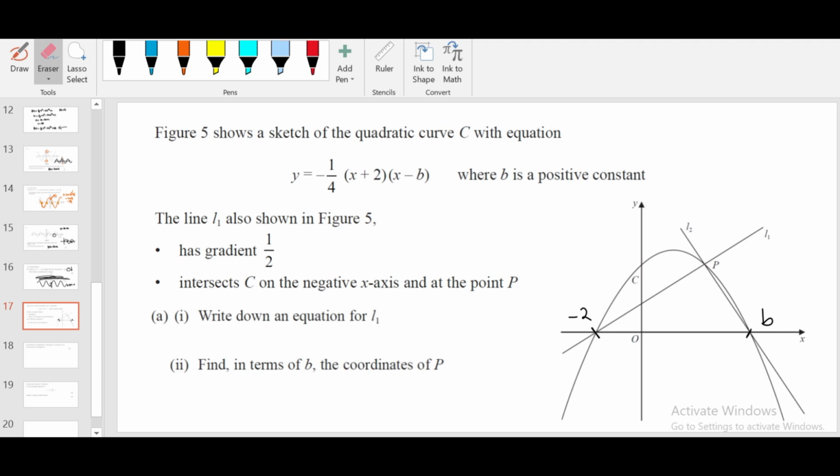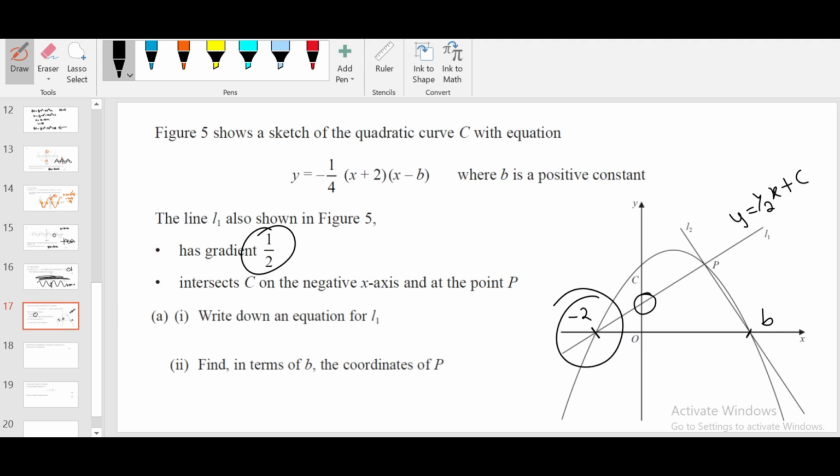And then line L1 has gradient half. So you can write the equation as half x plus c. C is the point where it crosses the y-axis, and it intersects the negative x-axis and point P. Yes, it intersects the curve here and here. Okay. Write down the equation of L. The equation of L is y is equal to half x plus c.